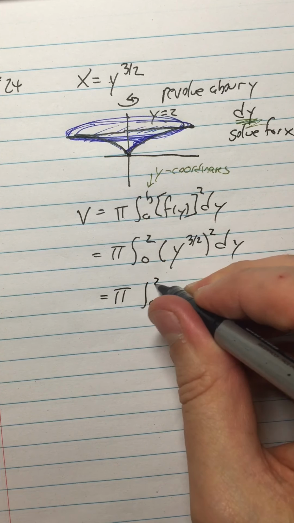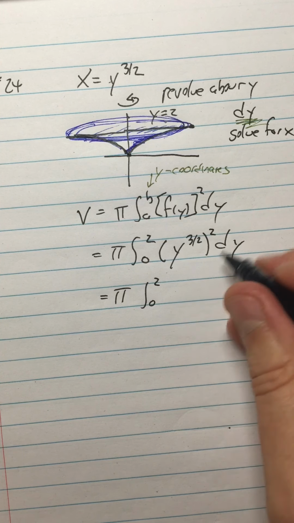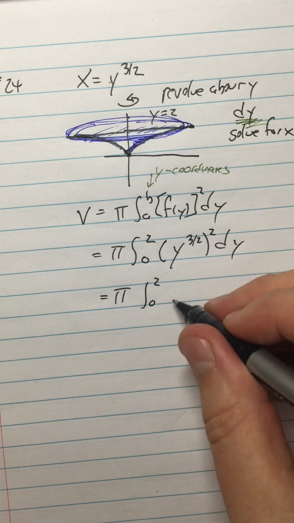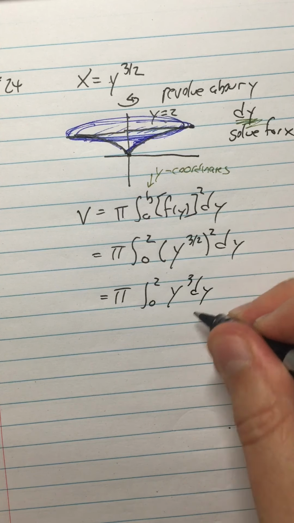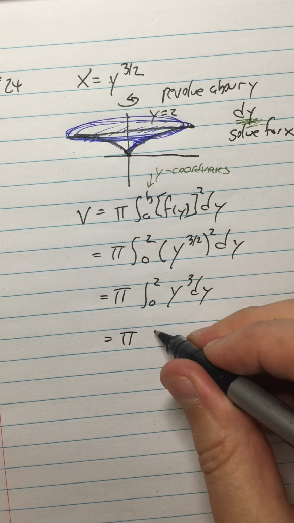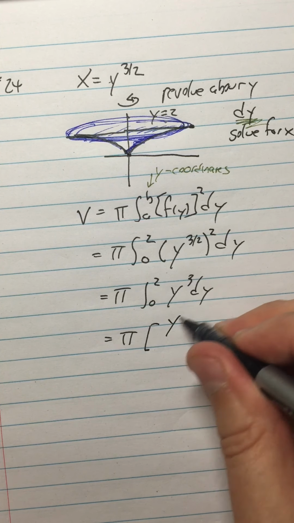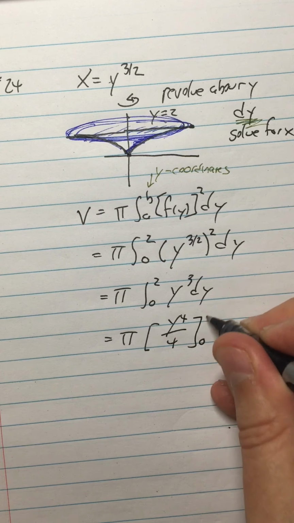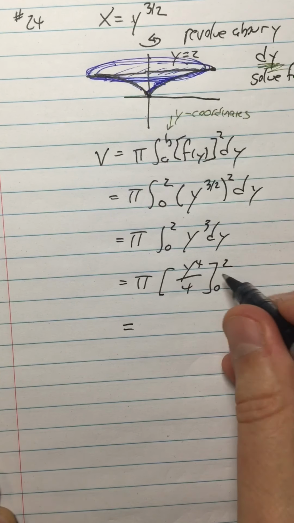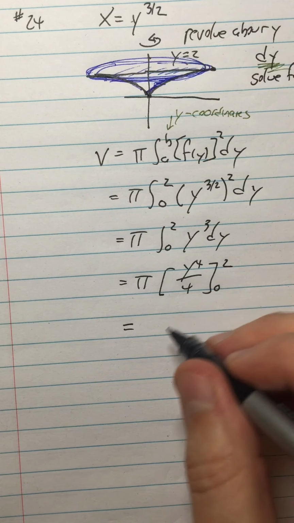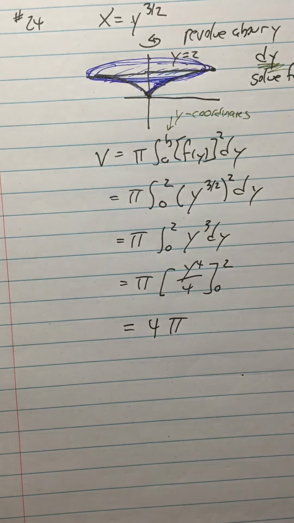I should always simplify my integrand as much as possible before I proceed. So I just multiply these exponents. I get y cubed dy. So I get pi times y to the fourth over 4 from 0 to 2. So 2 to the 4th power is 16, divided by 4 is 4. So we got 4 pi. Bam. Easy, make it easy.